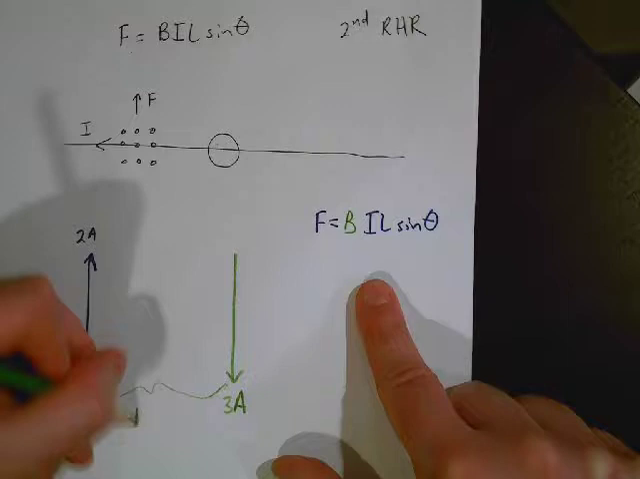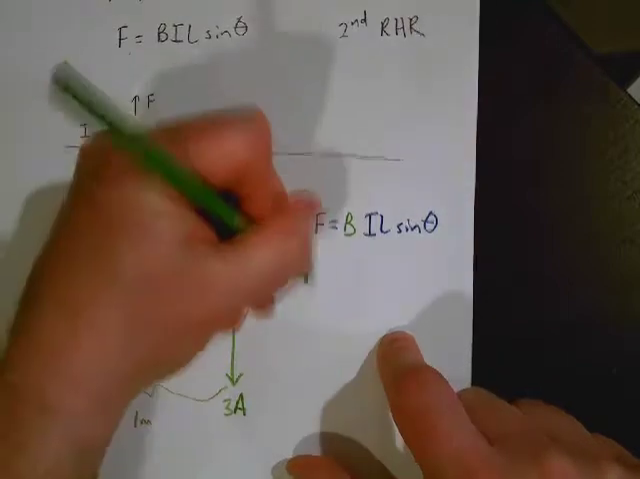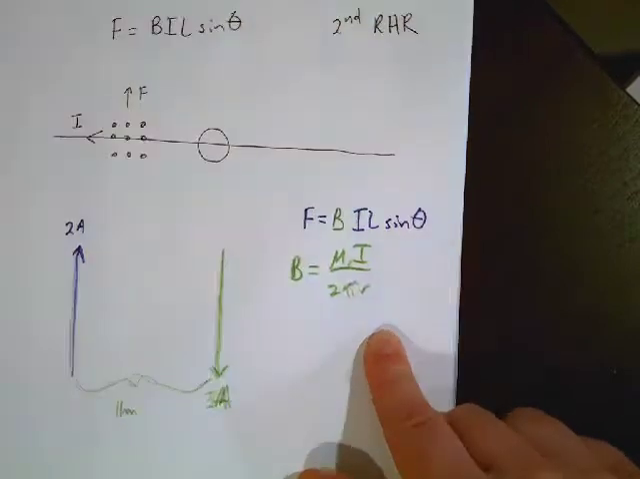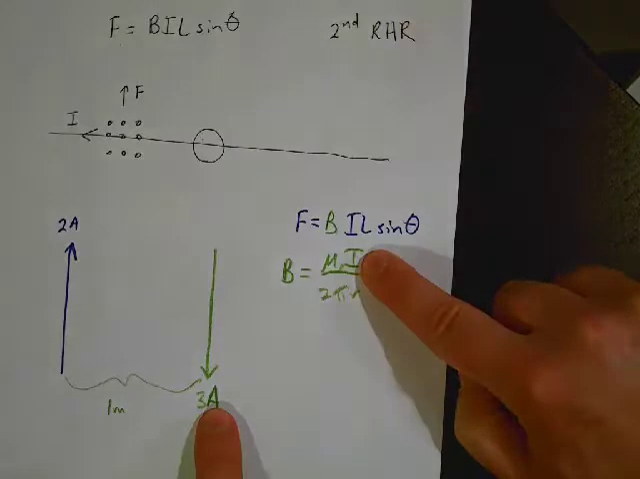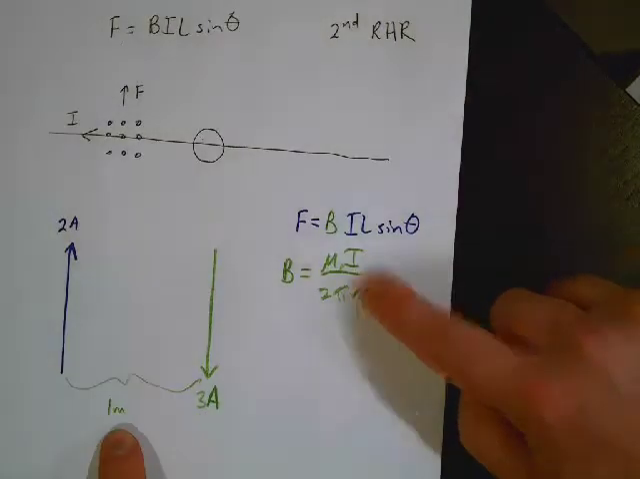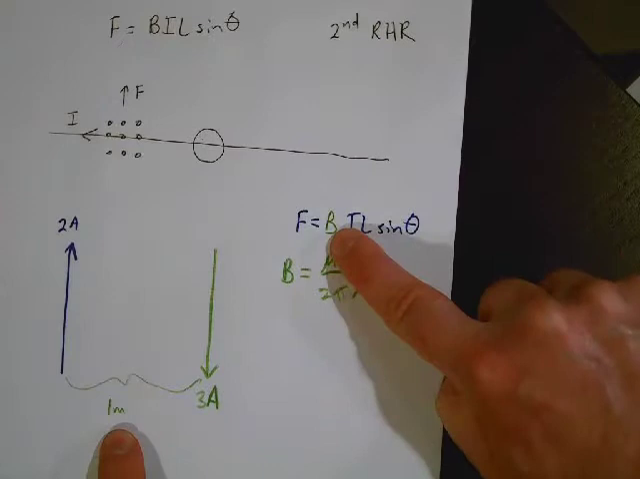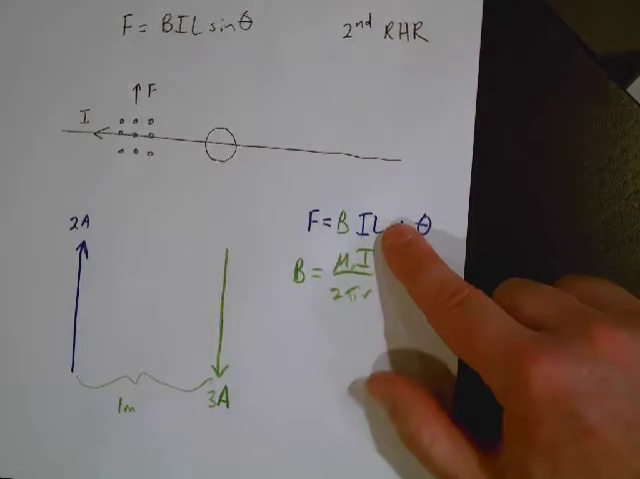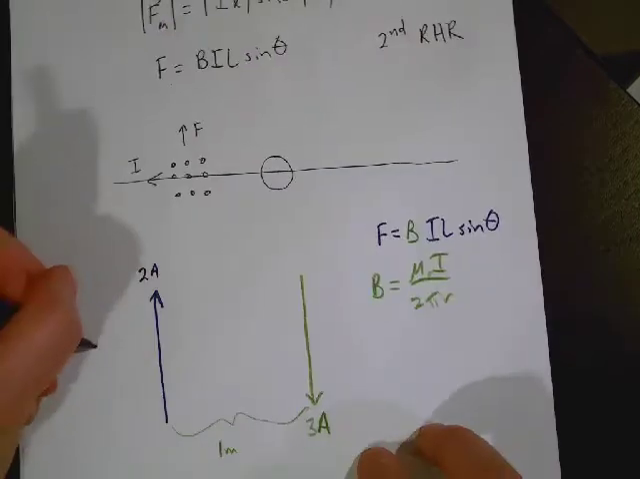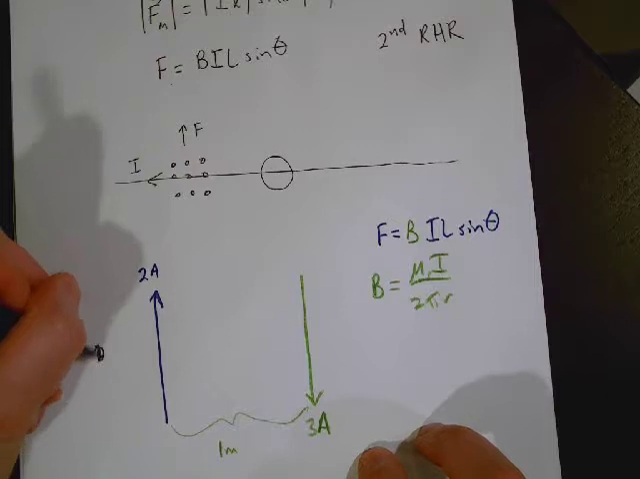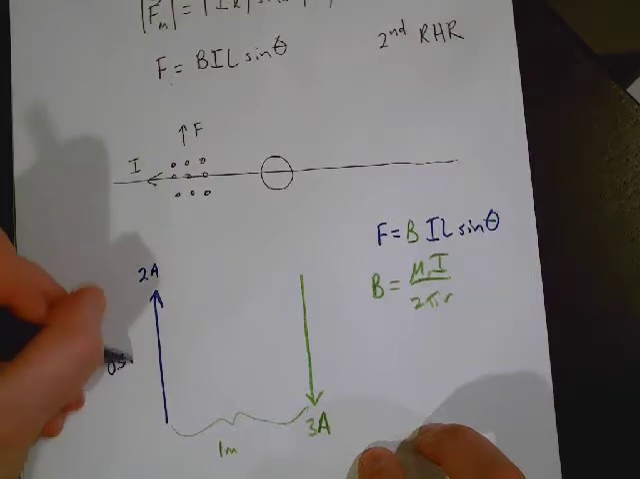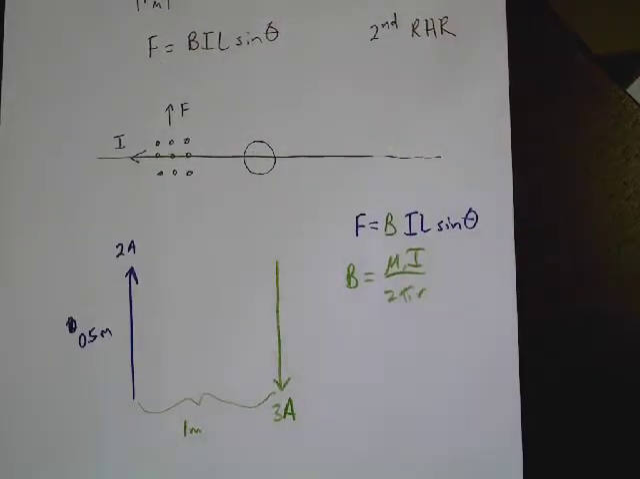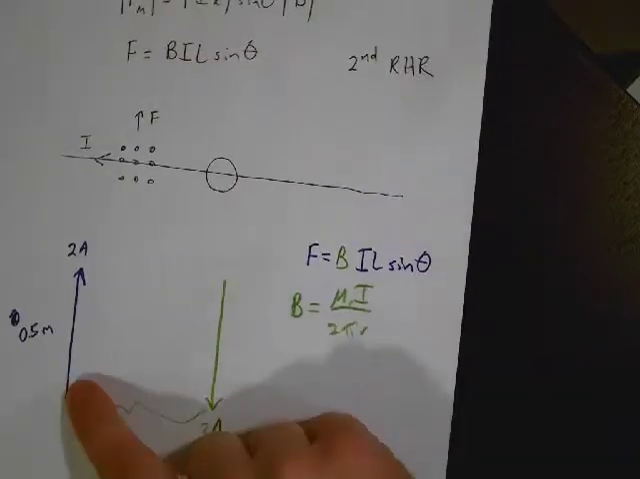So you would then do, let's pretend, I gave you this distance. I don't know, it's 1 meter away. So your B would be mu naught I over 2 pi r, where I would be 3, r would be 1, and then you could solve for B. Does everybody follow okay? And then this I would be 2, and then I would have to give you the length of the wire, so we'll say the length of the wire is 0.5 meters long. And then you would plug in the length of your wire there.